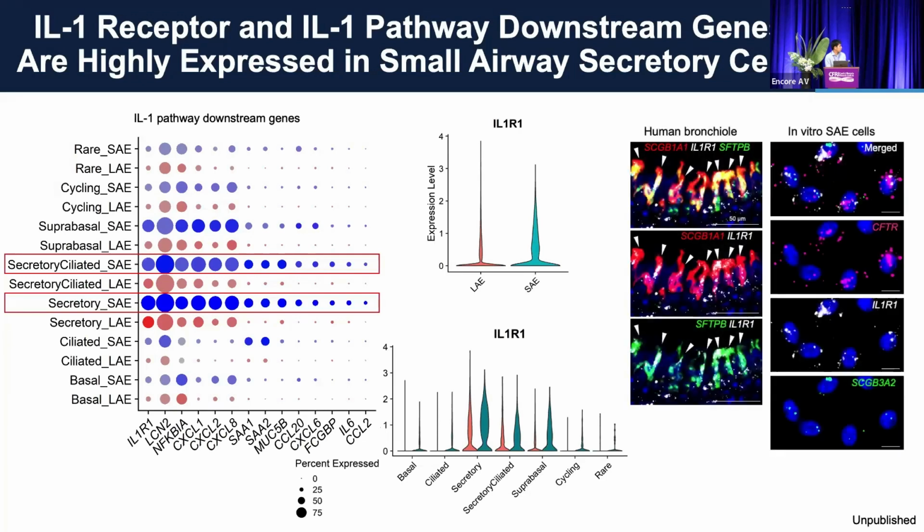And then we looked at the IL-1 receptor expression in the in vivo tissue sections. We can see nice colocalization of IL-1 receptor 1 with CCSP and SFTPB positive small airway secretory cell populations. And this is a combined RNAscope data showing CFTR expression with IL-1 receptor expression, and also these cells are labeled with SCGB3A2, which is a small airway secretory cell marker.